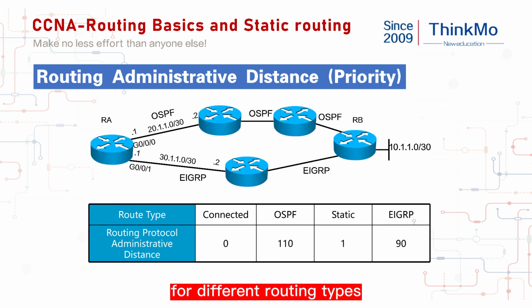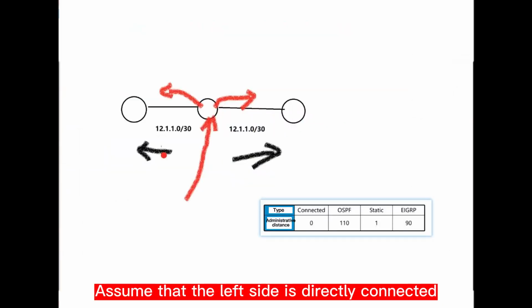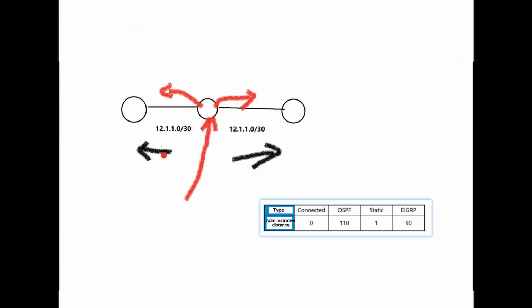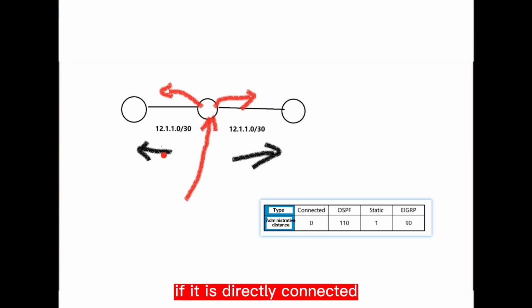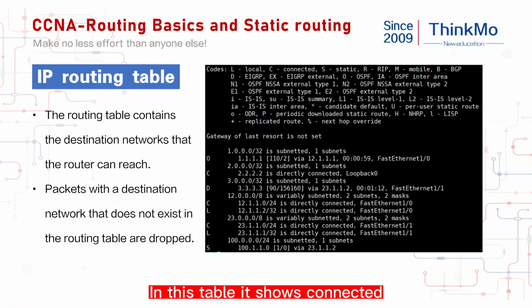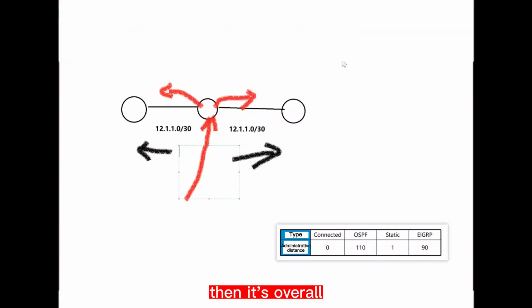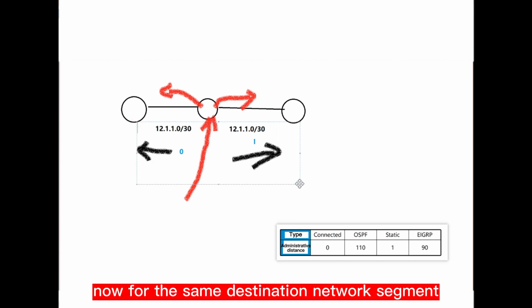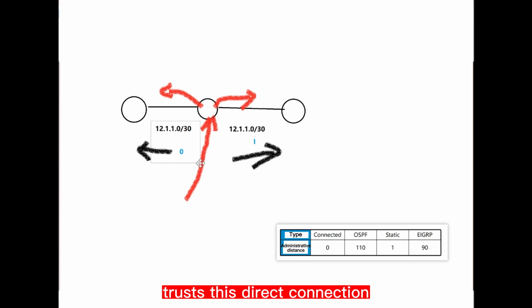Actually, for different routing types, there are different learning styles. The administrative distance is not the same. Assume that the left side is directly connected and the right is static. If it is directly connected, in this table it shows connected. Then its administrative distance is 0. For the right, this static administrative distance is 1. Now for the same destination network segment, the device only trusts this direct connection. It will add it to the table, while the static one it does not add.